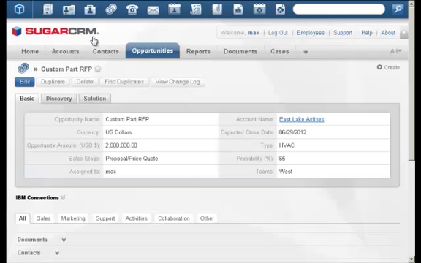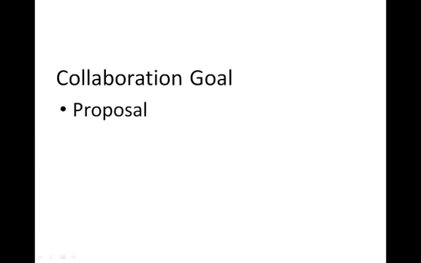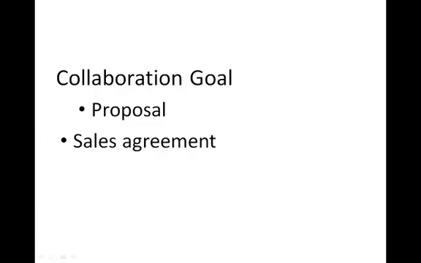Max Jensen is Acme Corporation's account manager for Eastlake, who received the RFP and has created an opportunity record in SugarCRM. Upon reviewing the Eastlake RFP, Max realizes he will need to collaborate with legal, engineering, and a documentation writer, people that are not normally day-to-day customer-facing employees or CRM users, to produce a customized proposal and sales agreement.